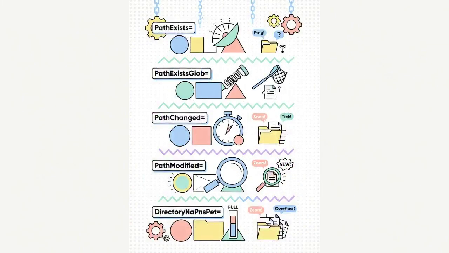Path units come armed with 5 core directives. PathExists= fires once when a path comes into existence. PathExistsGlob= matches a glob pattern. PathChanged= triggers when a file's modification timestamp ticks over. PathModified= goes deeper. It fires when the actual file data or timestamp changes. And DirectoryNotEmpty= springs to life the moment a directory gains its first contents.